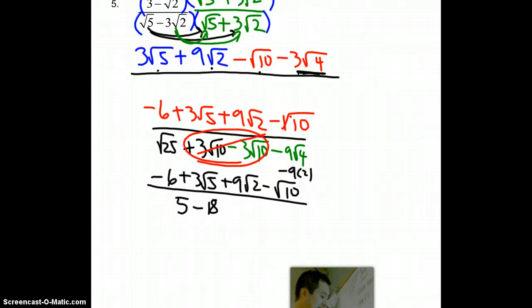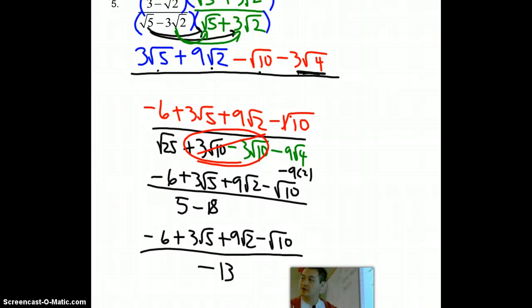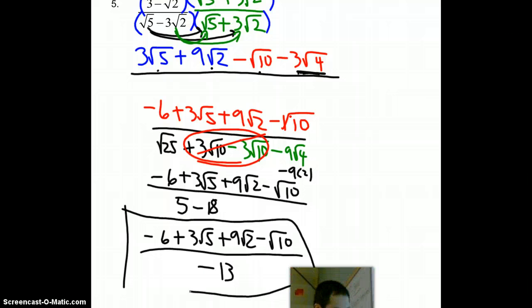Take a look. Negative 5 minus negative 18 is negative 13. I'm just rewriting the top. And then the bottom is just negative 13. Take a look. Is there radicals at the bottom? No. So when you multiply by the conjugates, the radicals went away and you simplified the denominators. And there's your answer. It looks kind of ugly, but that's what your answer looks like. How do you feel? That's simplifying radicals.